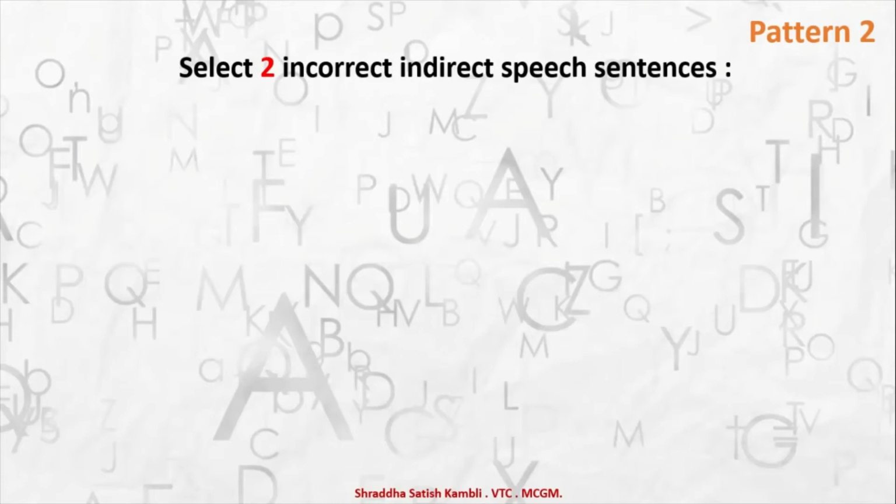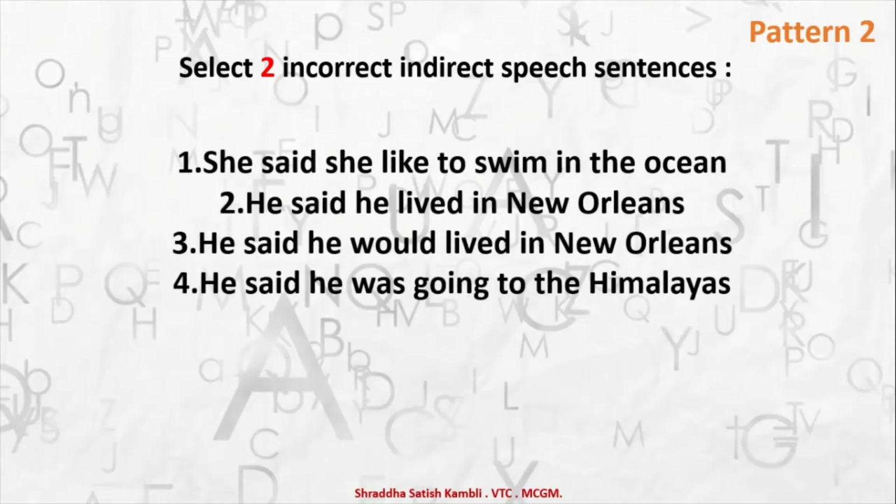Let us now start with pattern 2, which asks you to select 2 incorrect indirect speech sentences. Okay, so we have to select 2 incorrect sentences, remember. So these are your sentences for you. She said she liked to swim in the ocean. He said he lived in New Orleans. She said he would lived in New Orleans. He said he was going to the Himalayas. So which 2 sentences here are incorrect?